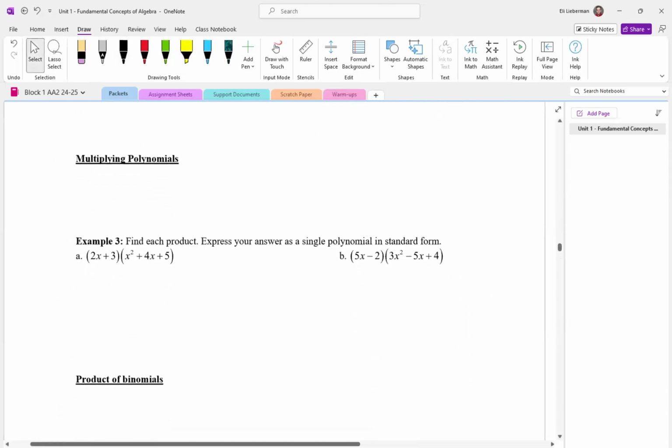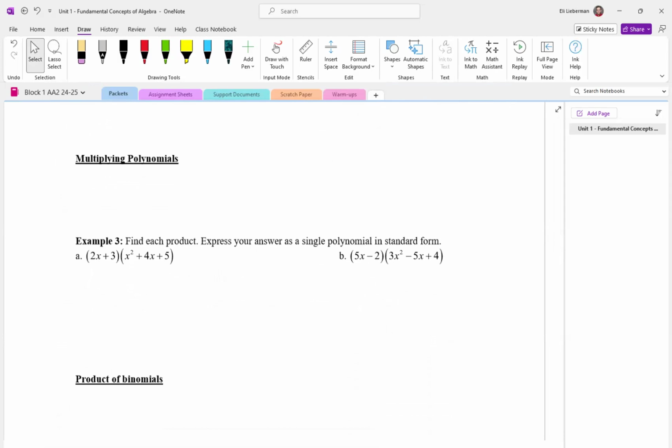Multiplying polynomials. What's the key word here for multiplying polynomials? Language. You have to bring some soap to class, like they did in the old days. That's okay. It's early in the year.